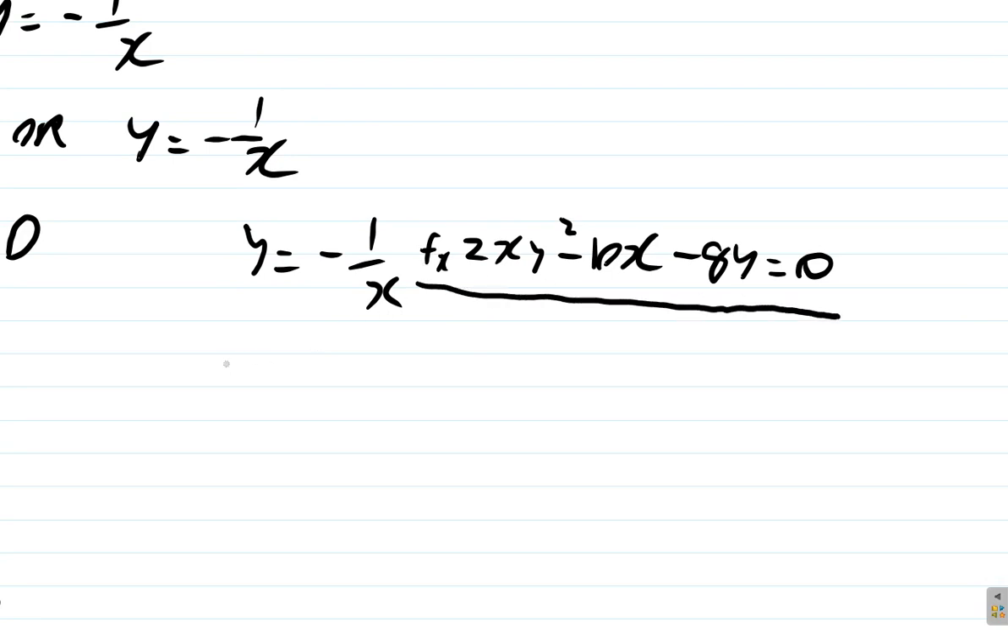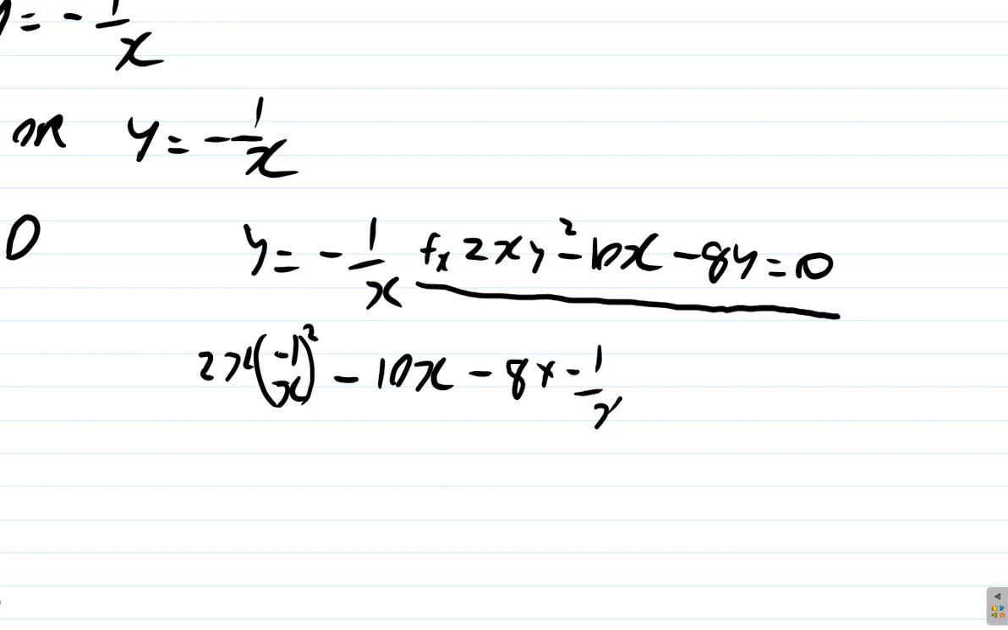what we're using now. Now, if we let y equal negative 1 over x, then we have 2x times negative 1 over x, negative 1 over x squared minus 10x minus 8 times negative 1 over x. So you have 2x. This would be the negative x. The negative 1 over x will become positive over x squared minus 10x plus 8 over x equals 0. You see that?